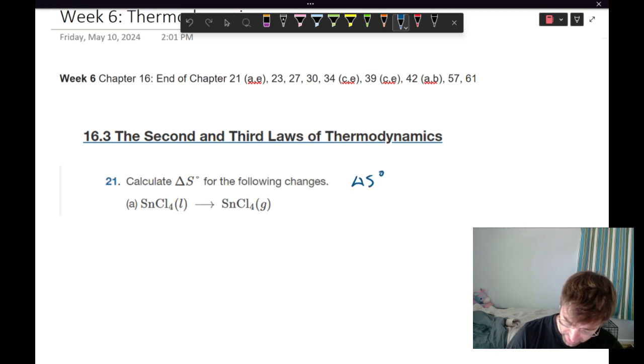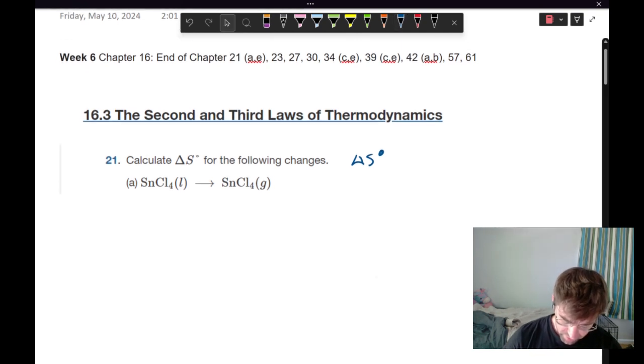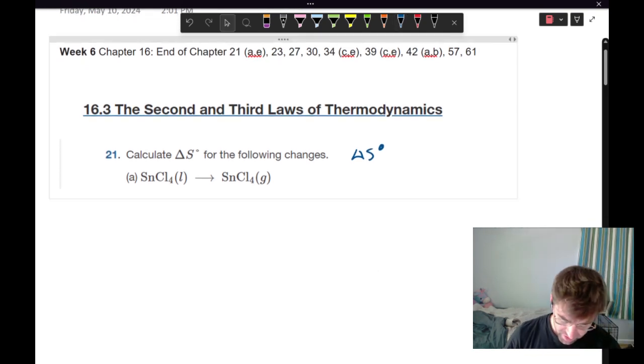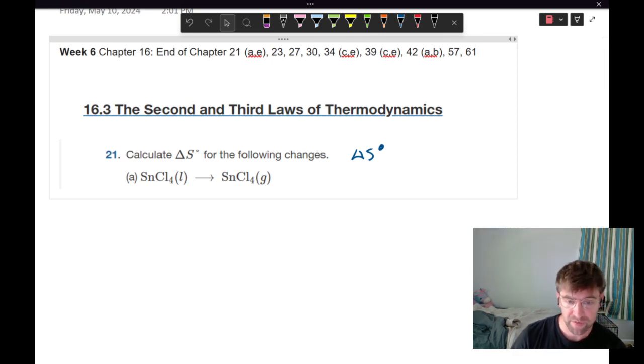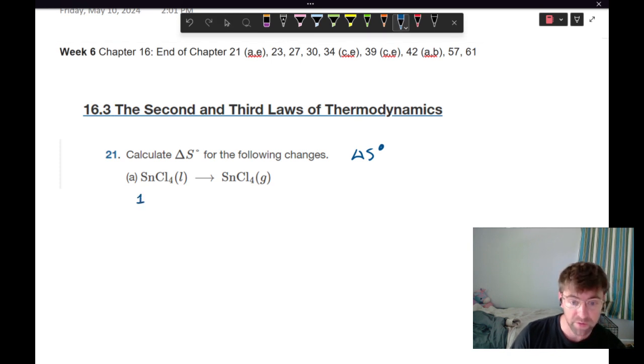Delta S naught means the change, delta, the triangle, is always a change in entropy, which is a measure of chaos or disorder in the universe. This little circle in the top right just means that it's at standard conditions, so standard temperature and pressure. So calculating the change in entropy for the following changes, and we're given this balanced chemical equation. Because we're working at standard conditions, you can use tabulated values for this. So I've gone ahead and looked those up for you.